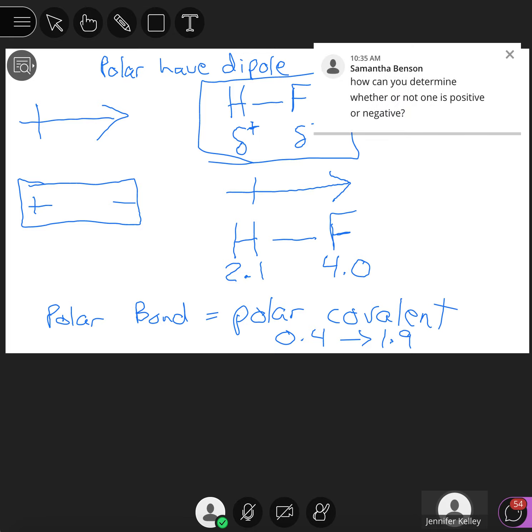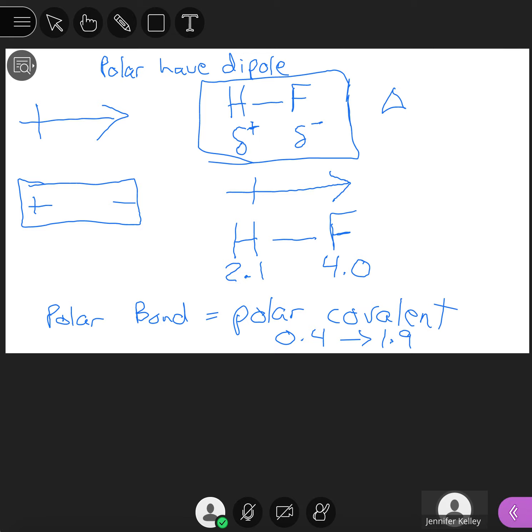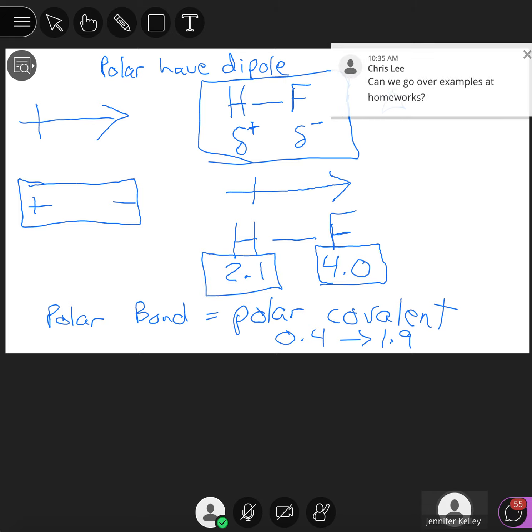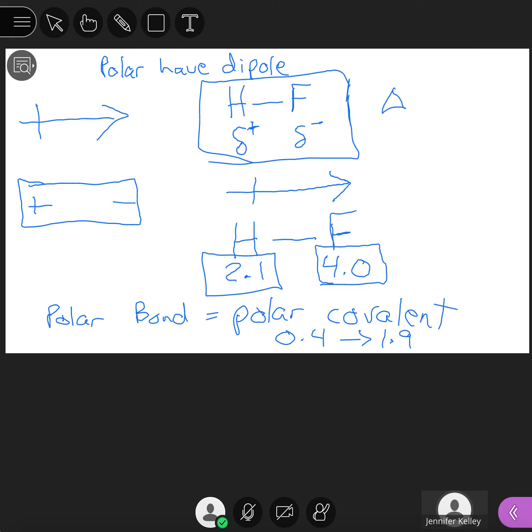I think of what else. That's pretty much all that this section goes over. How can you determine whether or not one is positive or negative? So what you do in that case is you're looking at the electronegativity values that you get from the chart, and you're comparing them. So one is going to be larger. Yeah, we can do that. One is going to be larger, and one is going to be smaller. The one that's larger is more electronegative, so it's going to get the negative sign. The one that's got the small number is going to be less electronegative, so it's going to get the plus sign.